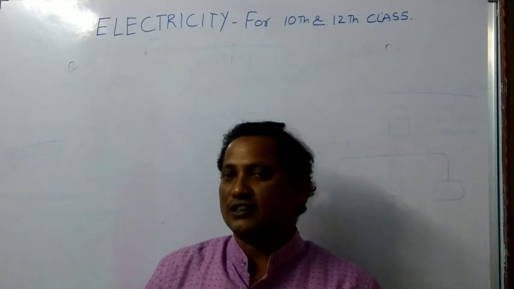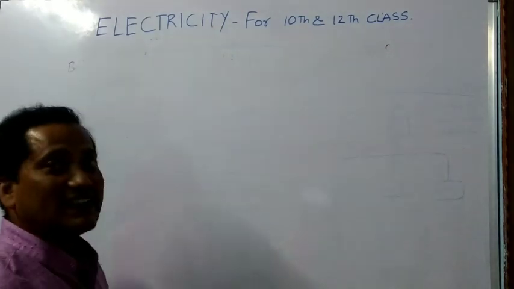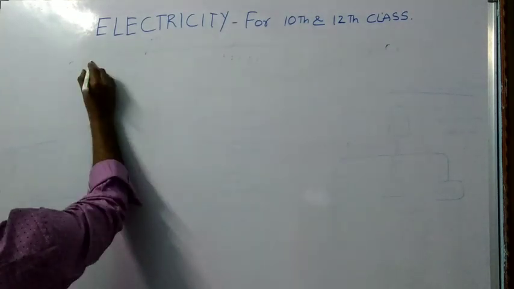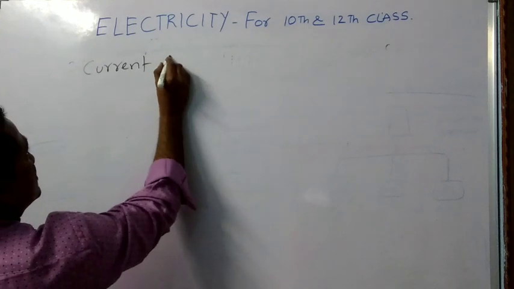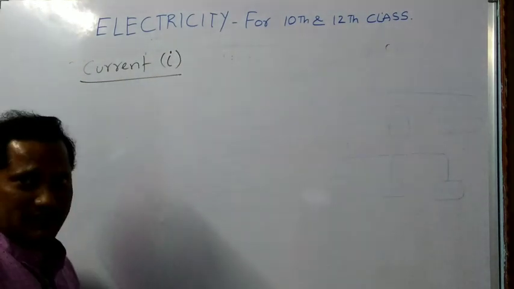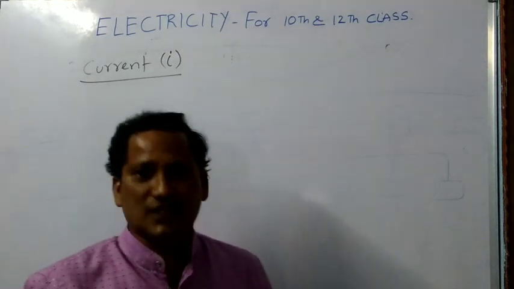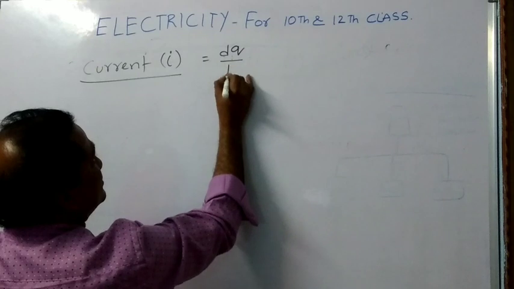So what does the term current itself indicate? How can you define the current? The basic thing is C-U-R-R-E-N-T, current. The symbol generally is I. So how can you define the current? Charge flowing per second, or mathematically, dq by dt.